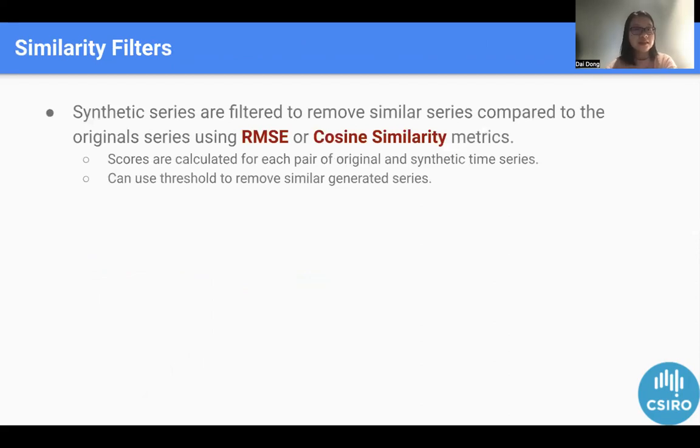So I'd like to talk about similarity filters here. What it does is that the synthetic series are filtered to remove the series that are similar to the original series, using either RMSE or cosine similarity metrics. So the score is calculated for each pair of the original and synthetic time series, and we can use a threshold to remove the similar generated series.